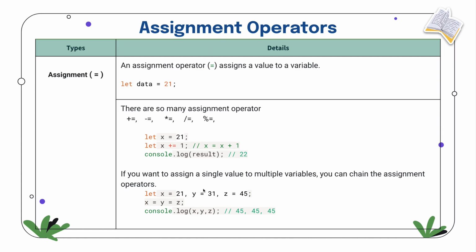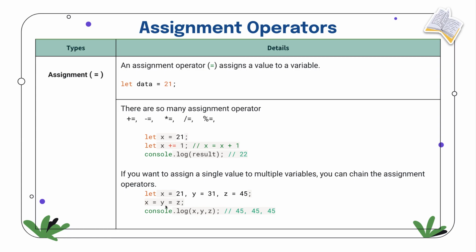In the same way, if we go for multiple values, in the assignment operator it will be chaining. See the second example: x equal to 21, y equal to 31, z equal to 45. It will go from right side to left side. The value will go from right side to left side, so it will assign to the left side. Same thing will happen here. It's chaining. Now what I'm doing is x equal to y equal to z. First the z value will be assigned to y. So z is 45 assigned to y. So y also becomes 45. Now again the y value will be assigned to x.